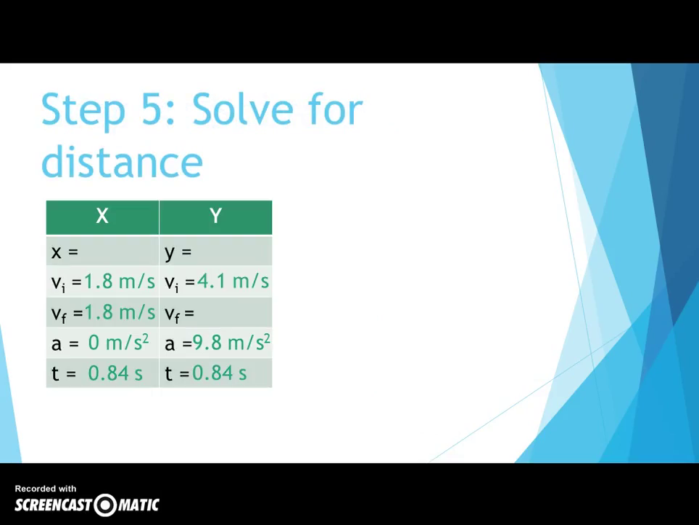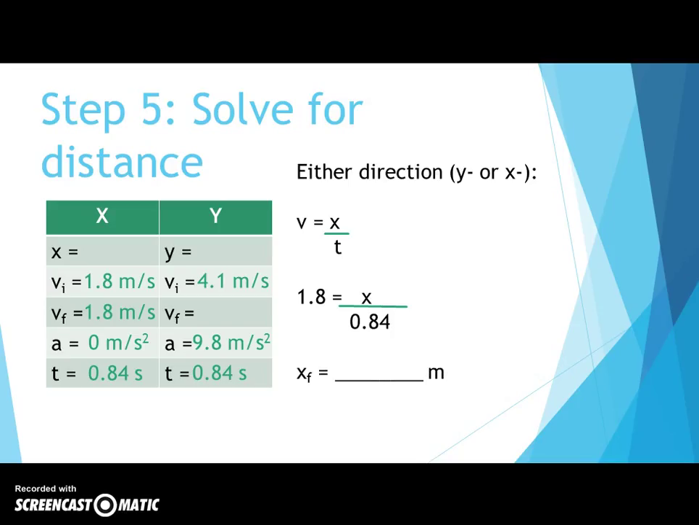Let's solve for distance now. Now that we have our time, we can solve in the x or the y direction, whichever. Let's start with the x direction. So we have velocity 1.8, we have time 0.84. Go ahead, plug in, solve. You should get roughly 1.51 meters as your x.